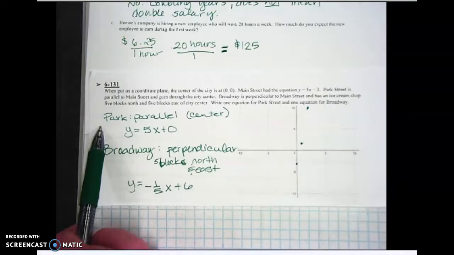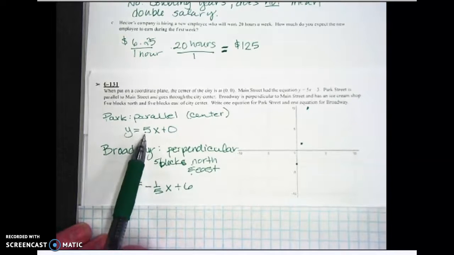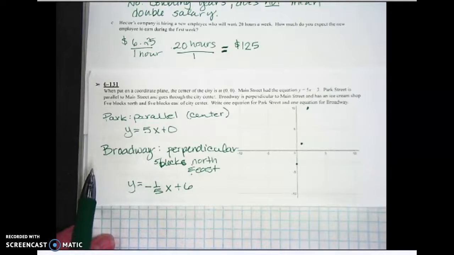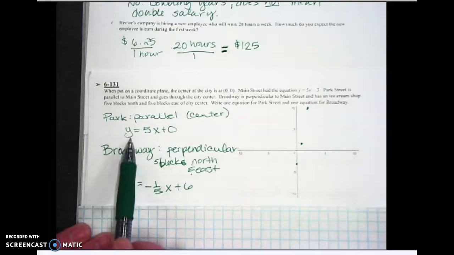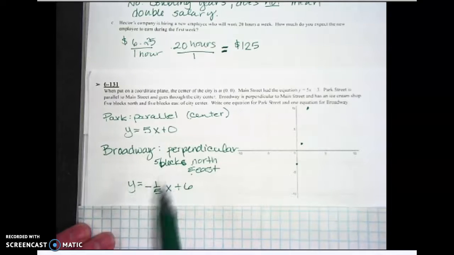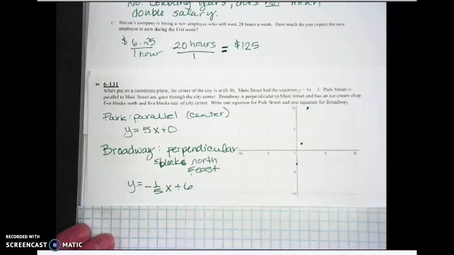Park Street is going to be parallel to that line, but it's going to go through the city center, which is at 0, 0. So lines that are parallel are going to have what kind of slope? If this one's y equals 5x minus 3, and this one is y equals 5x plus 0, what are their slopes? 5 and 5. So that's the same, right? Parallel lines have the same slope.